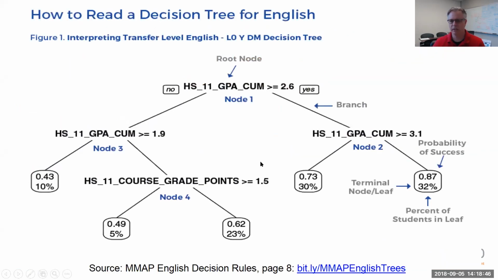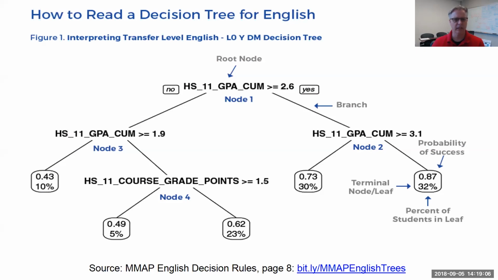So here's our English decision tree to place students directly into transfer level English under MAP Classic. It would have required that they have a 70% probability of success or greater. And those are the two groups identified on the right of this tree. And I think there's an animation on this slide.